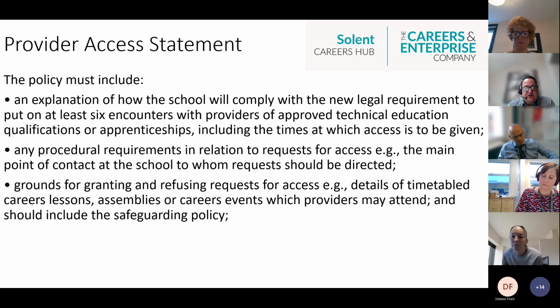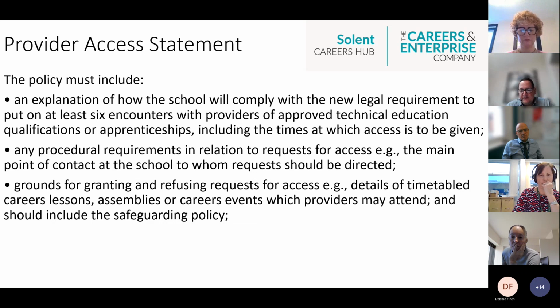The provider access statement should also include an explanation on how the school will comply with the new legal requirements to put on at least 6 encounters with providers of approved technical education. Any procedural requirements in relation to requests for access, so the main point of contact to the school and to whom requests should be directed, and grounds for granting and refusing requests for access, details of timetable, careers, lessons, assemblies or career events which providers may attend, and should include the safeguarding policy.